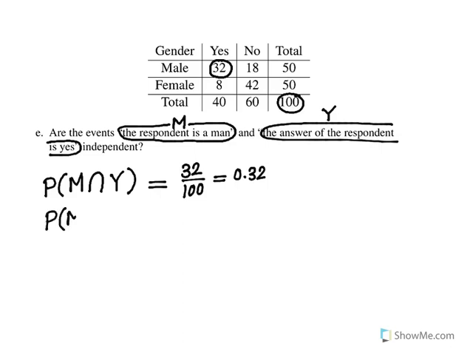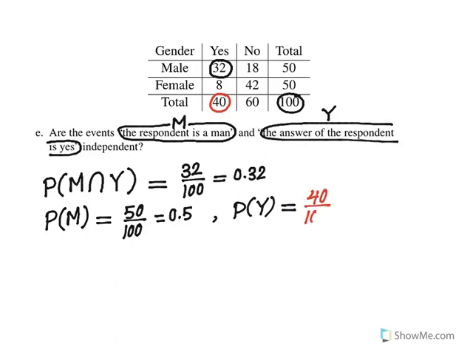Compare this to the probability of M, male only. The probability of male, we saw it before. It's 50 over 100, which is 0.5. And what is the probability of saying yes? How many people in total said yes? You can see it here. It's 40 people that said yes, so it's 40 out of 100.